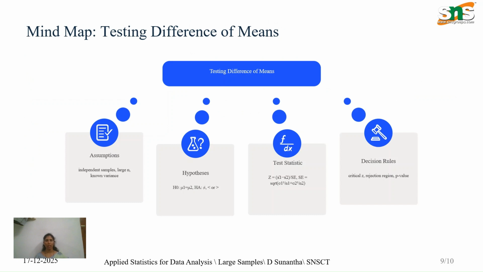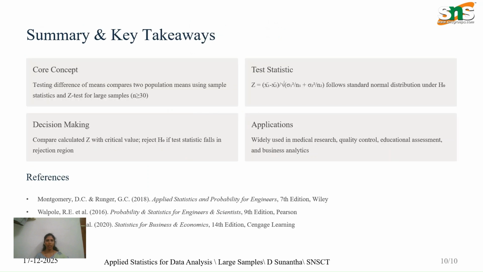In decision making, usually we consider the level of significance. With the level of significance, we find the critical value. Then the critical value and the calculated value are compared. If the calculated value is greater than the critical value, then we reject H naught and accept H1, which is the alternative hypothesis. If the calculated value is smaller than the critical value, then we accept our H naught, which is the null hypothesis.